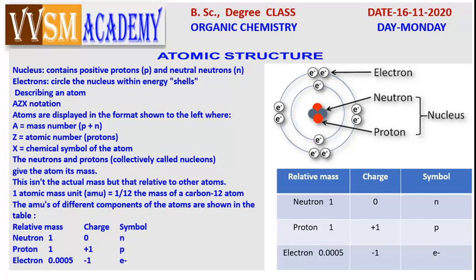The atomic mass units of different components of the atoms are shown in the table. You see, this is the table I told you about. The relative mass: neutron 1, proton 1, electron 0.0005, which is a highly negligible mass. The electron has highly negligible mass, but you have to consider only the neutron and proton, which have definite masses. The charge of the neutron is 0, the charge of the proton is plus 1, and the charge of the electron is minus 1. The symbols are abbreviated as N for neutron, P for proton, and e with a minus power to indicate the charge for the electron.